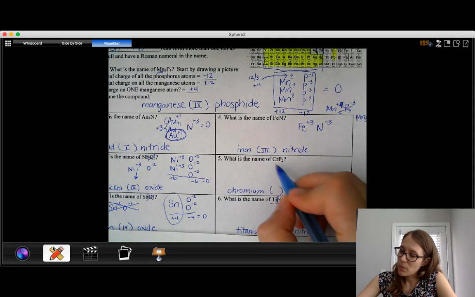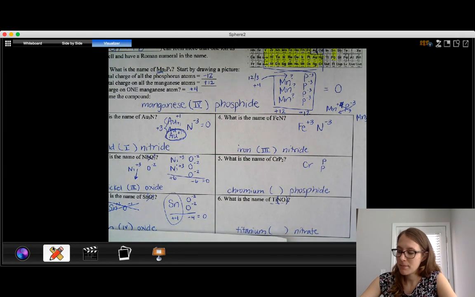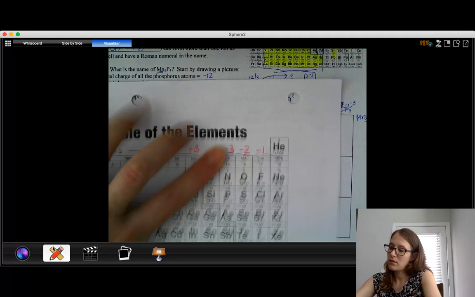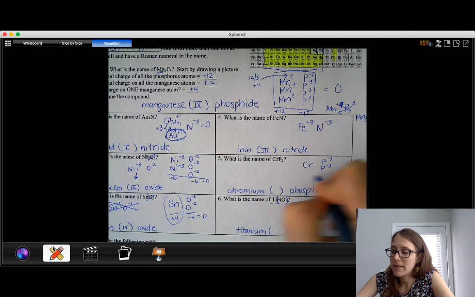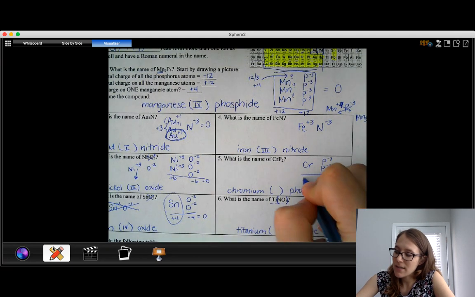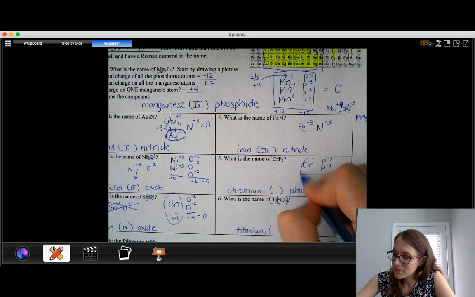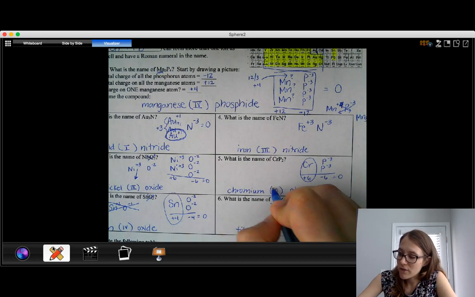All right, our next one we have chromium, and that's making a bond with 2 phosphorus atoms. Phosphorus has a charge of -3. So this one's -3 and this one's -3, which means that total we have -6. In order to get to 0, -6 must have a +6 to balance it out. And there's only 1 chromium. So if there's only 1 chromium, then the chromium has a charge of +6.